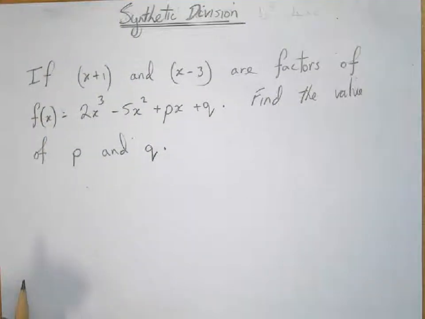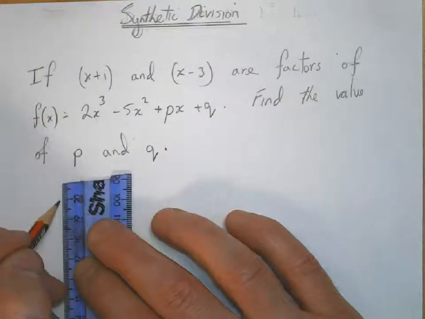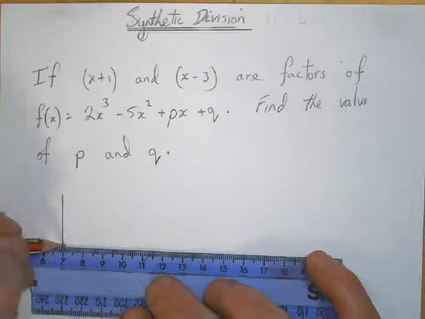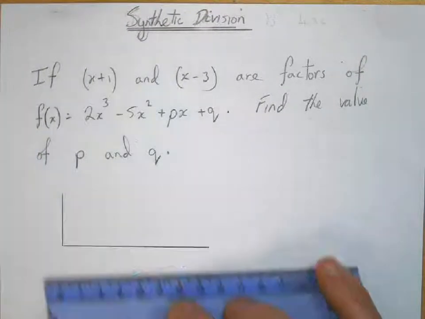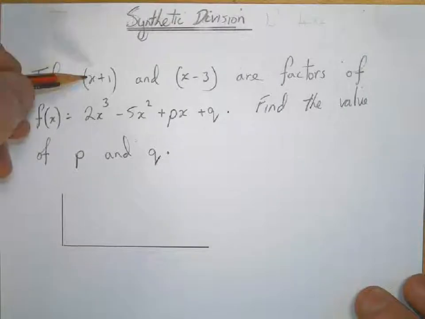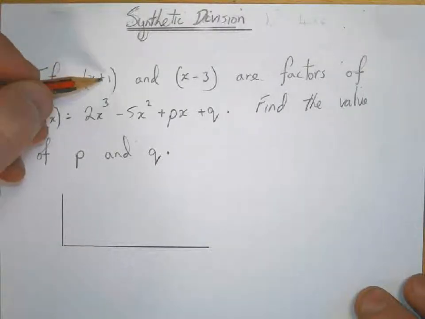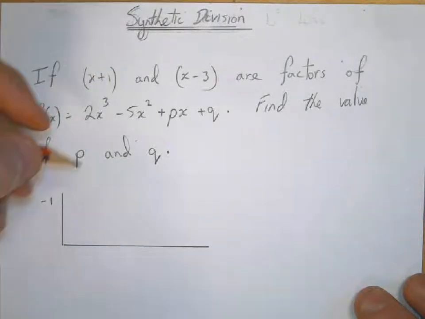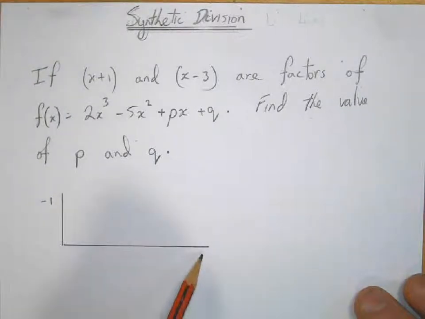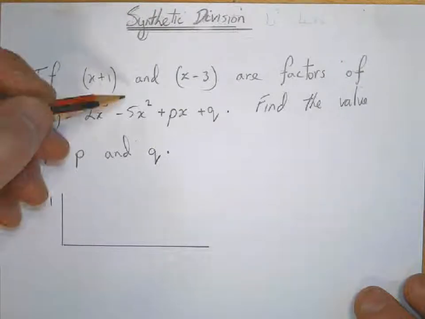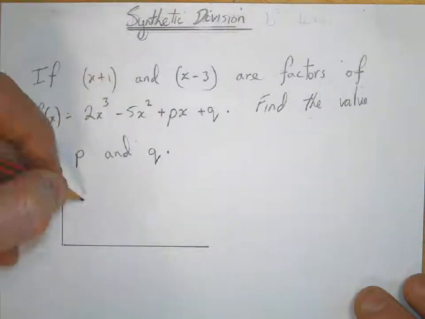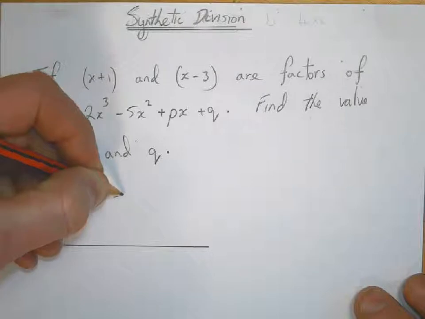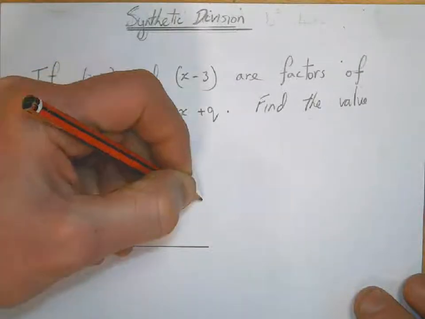So to do this, we need to set up a synthetic division. The first value that's going to go in: x plus 1 is a factor, which means that minus 1 is going to be a root. So if we put minus 1 into this synthetic division, we should end up with a 0 at the end here. So the coefficients are 2, minus 5, P, and Q.